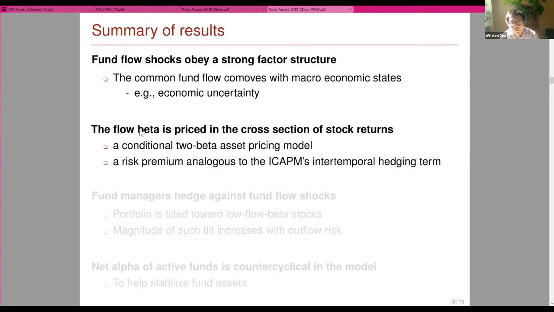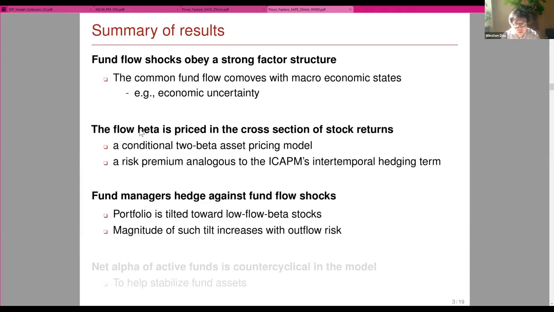And we also show the flow beta. Given this common fund flow, each stock has a fund flow beta. It is priced in the cross-section of stock returns, which leads to a conditional two-beta asset pricing model, and more importantly, a risk premium analogous to the ICAPM's intertemporal hedging term will emerge even in a purely myopic environment. And we also show the fund managers actively hedge against the fund flow shocks by tilting their portfolios toward low beta stocks. They favor low flow beta stocks.